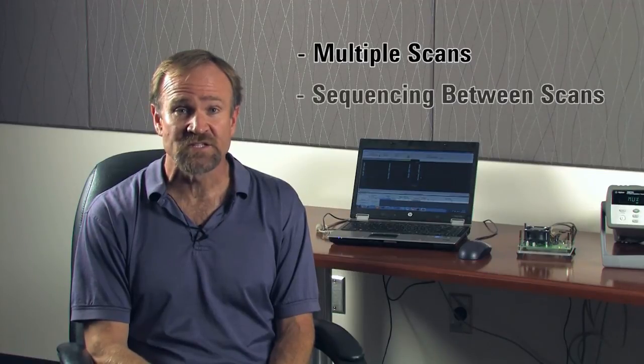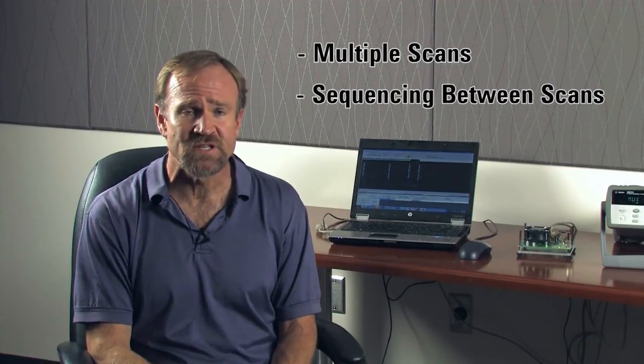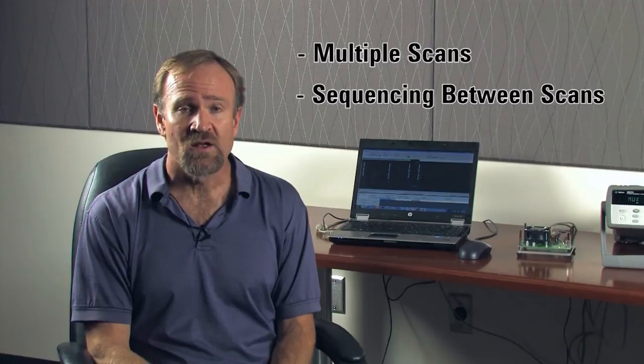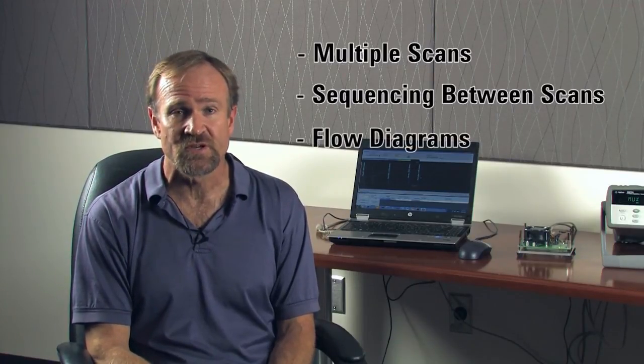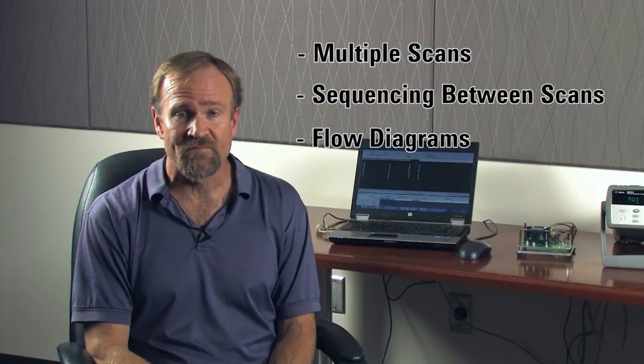This is showing you BenchLink Data Logger Pro and a couple of the advanced features that are available. Multiple scan lists. It shows you how the events can sequence or give you some basic sequencing between those scan lists. And it also showed you a nice documentation feature that shows you the flow diagram between those scans.